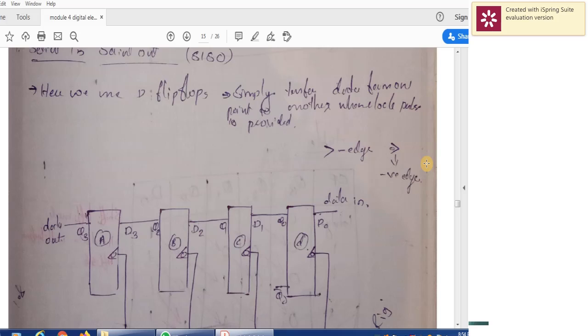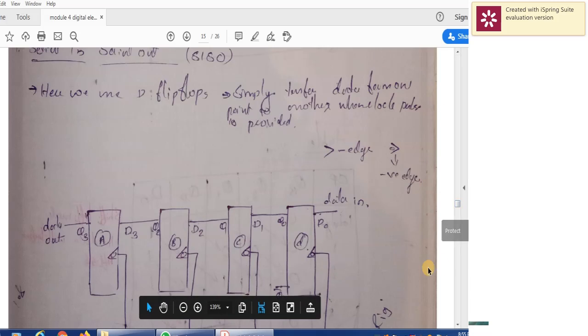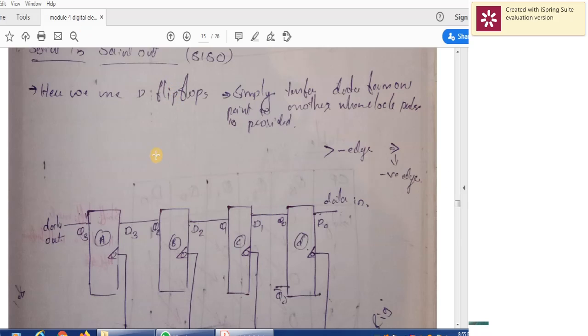So D flip-flop, we know already what is D flip-flop. D flip-flop means whatever we give, the data will be transferred. If D is 0, we will get 0 output. If D is 0, Q also 0. If D is 1, Q also 1. It will just transfer the output. So we are using a D flip-flop.